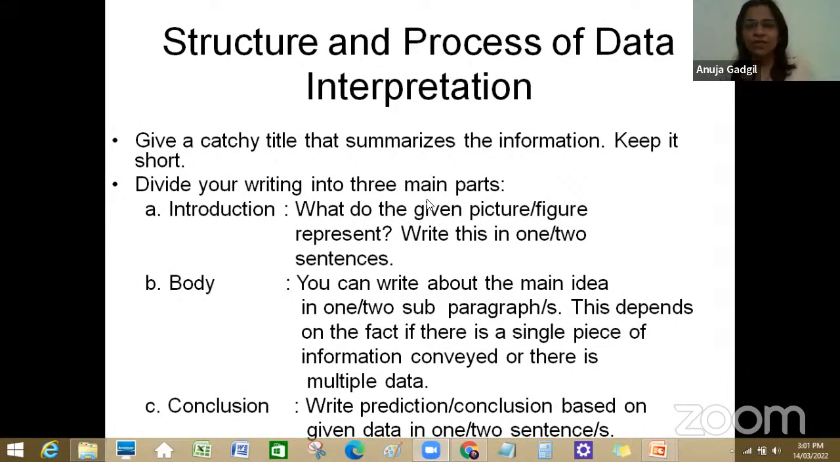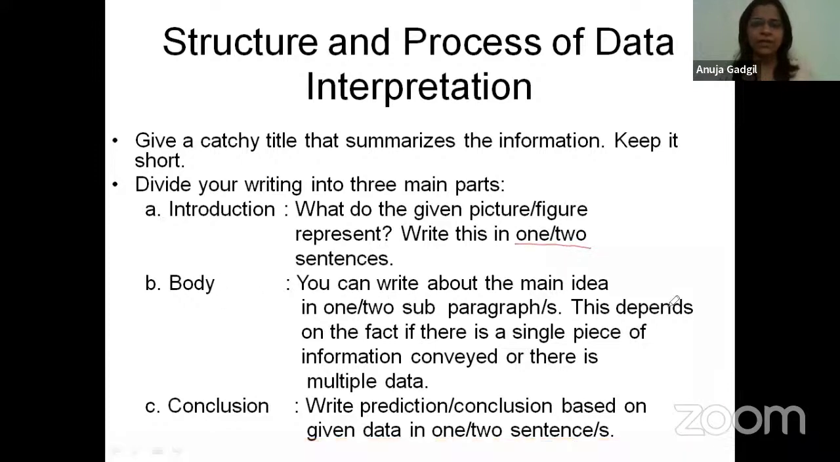So the title should be very catchy. Do not write the title in a full sentence. टाइटल छोटा असलं पाहिजे, अट्रॅक्टिव्ह असलं पाहिजे. The title is very short, but it is catchy, it should be attractive, right? Then you write the introduction. Okay, what that thing talks about, write in short, not more than 1 or 2 sentences, and the main information should be written in the body. That is the second paragraph. I don't want you to write these headings.